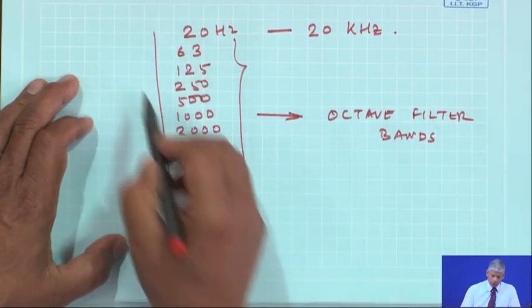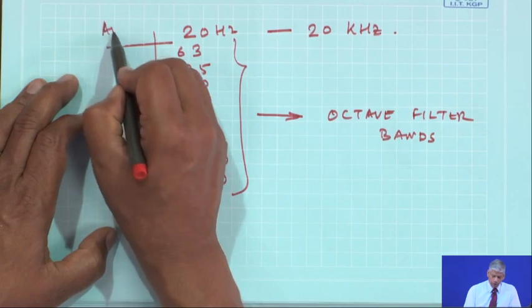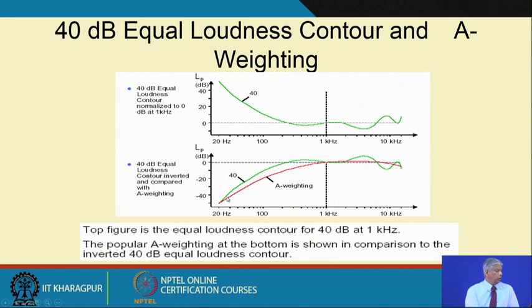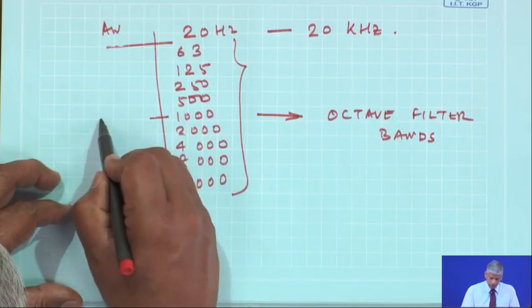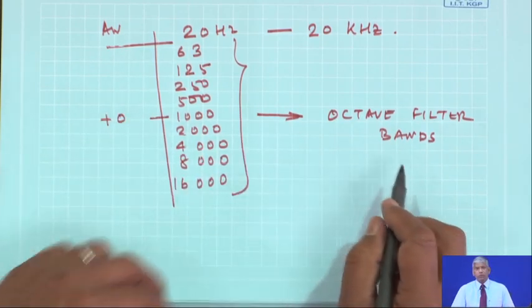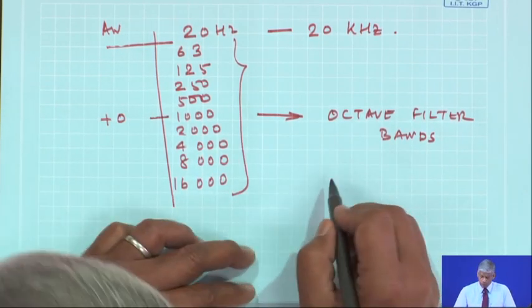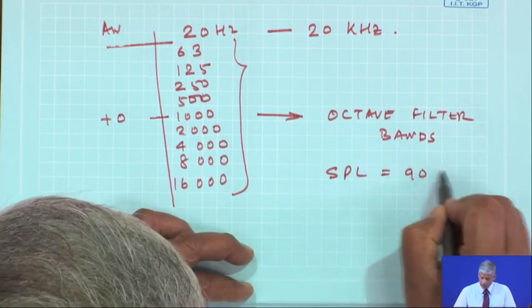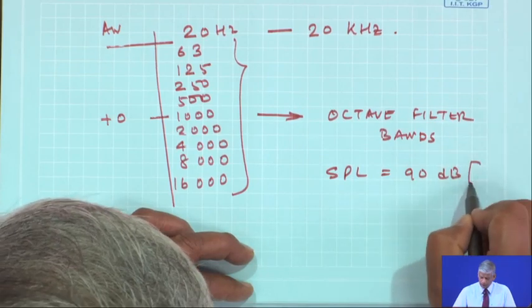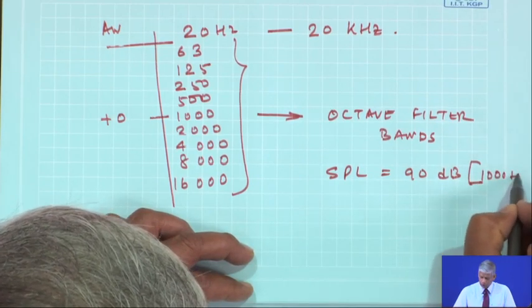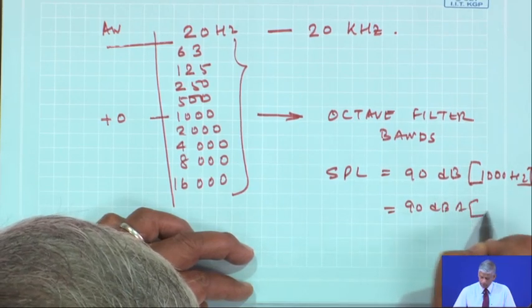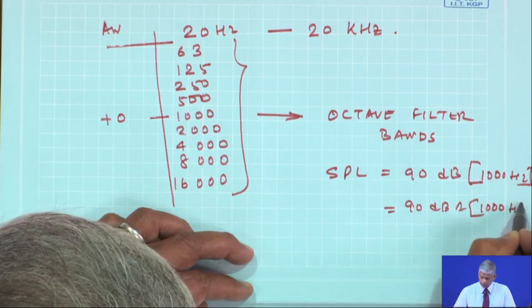For every such octave filter band, if you look in the handbook, the A weighting values are given. You will see more correction in the low frequencies, and a good rule to remember is that it is 0 at 1000 hertz. So if the SPL is 90 dB at 1000 hertz, it will also be 90 dBA at 1000 hertz.